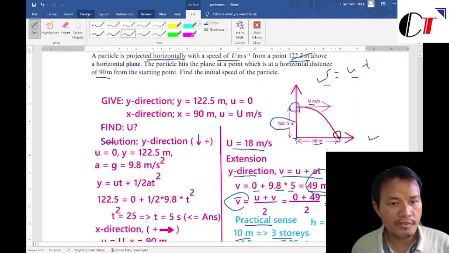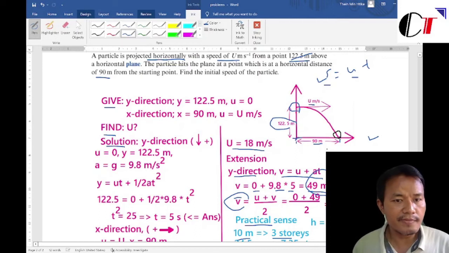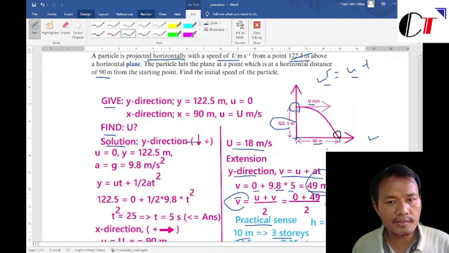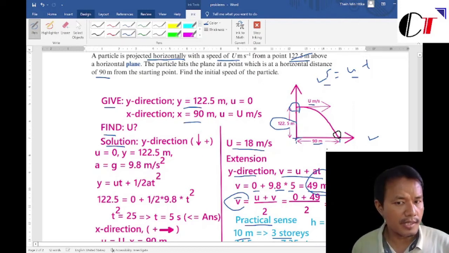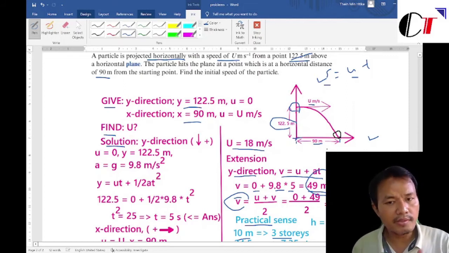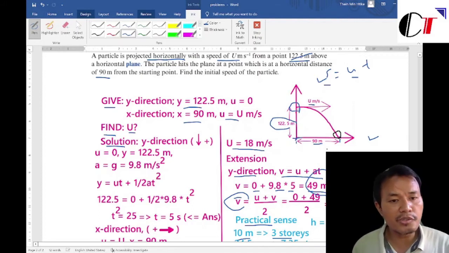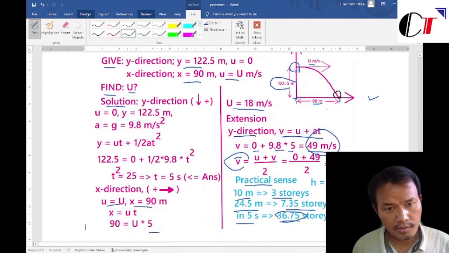So I want to advise you to write the given parameters and then what you are asked to find, and of course the solution. So the given quantities are in the y direction, the distance y is just 122.5 meter. The initial speed is 0 because it's projected horizontally. In the x direction, you have the distance 90 meter, because when it hit the ground, it is 90 meter away from the origin. And initial speed u is unknown, which is just capital U meter per second. And you are asked to find initial speed u, and the approach we have already thought about.